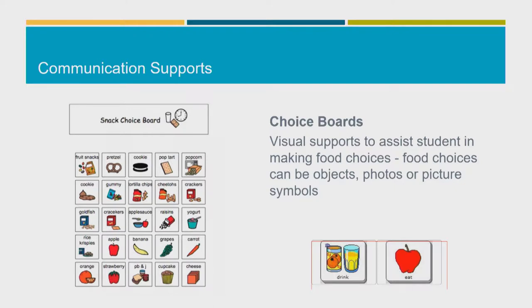Meals are a very social time, so practicing social exchanges is really important during that time. These are some visual supports you could use to help a child make food choices. They can be objects. For some children at the beginning, it's hard to understand that a picture of a cookie is the same as a cookie. So sometimes you might want to actually use the actual thing.